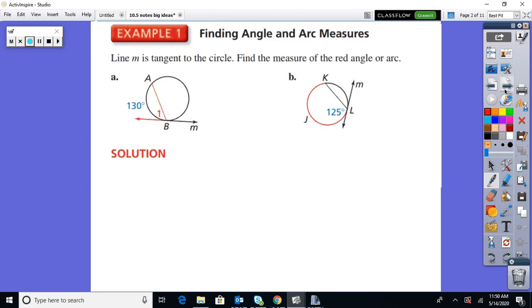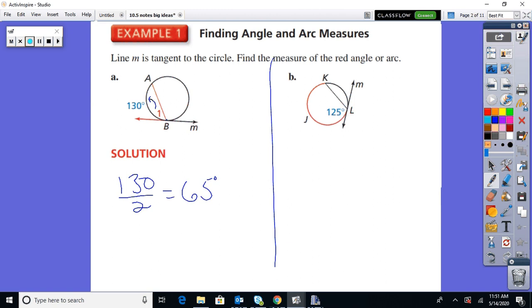First problem, example 1A. Line M is tangent. Find the measure of the red arc or angle. In this case, we're looking for the angle. All you've got to do is trace it, and it's half of 130. So you take 130, cut it in half, 65 degrees. Same rule as last section when you had an inscribed angle on the circle: half of the arc it opens up to.